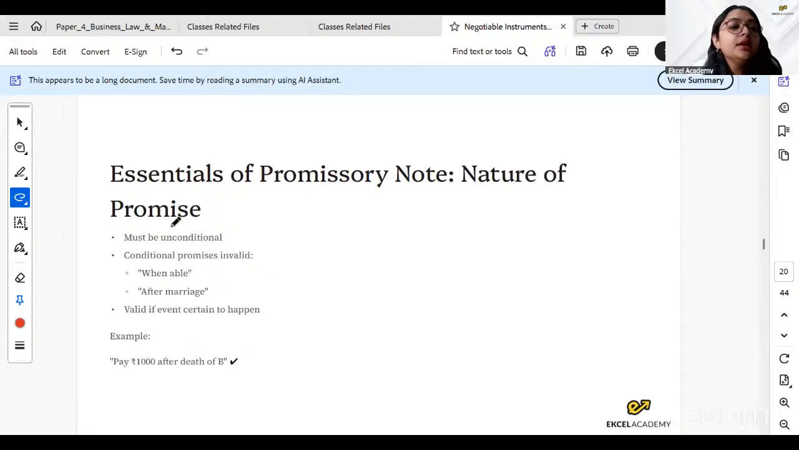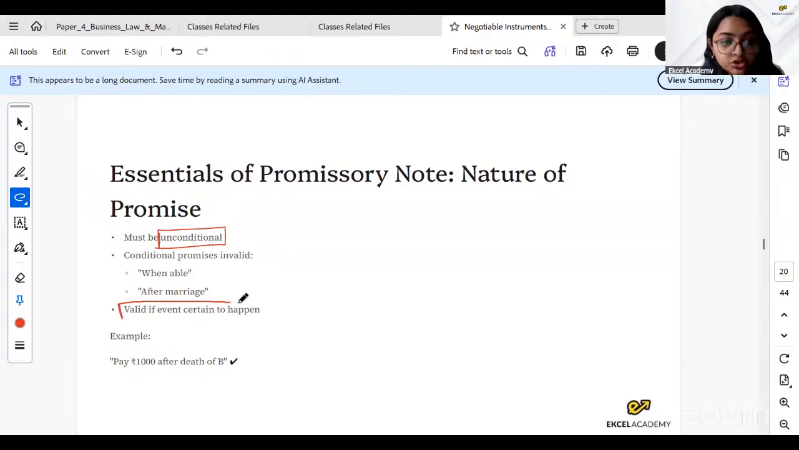Next, it must be unconditional. That is, conditional promises are invalid. For example, I will pay you rupees 50,000 when I am able to. No, that is not a promissory note. Why? Because there's a condition of ability there. After marriage, there's the happening of an event, right? Valid if the event is certain to happen.